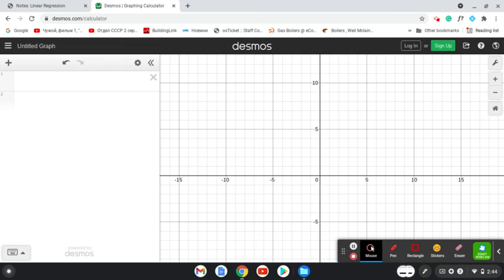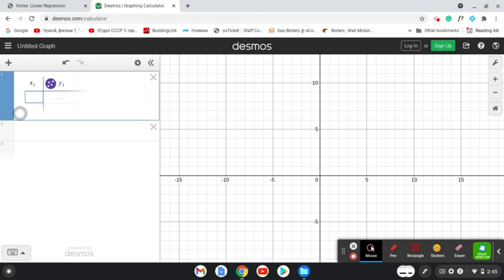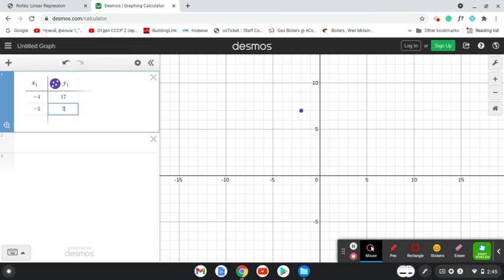These are the variables I'm going to use for the Desmos calculator. So I'm going to come to Desmos. I'm going to click on that plus sign over here. From the drop down of options, I will select table because that's what I want to enter. And you see x sub 1, y sub 1 are the default options. That's why I decided to use them. And I will transfer the values. So -4, 17, -2, 7. Then I have 0, 8, 1, 3.